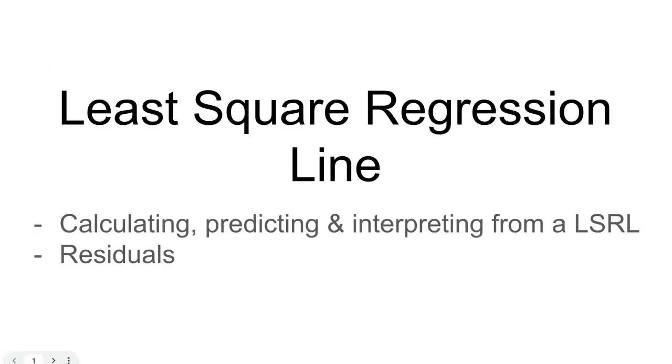In this lesson, we're going to learn how to calculate the best fit line from a scatter plot. We're going to call that the least square regression line. More on this later on, why it's called that and some of the special characteristics. But for now, that's what we're going to call it, and we will abbreviate it as the LSRL. So we're going to predict and interpret from that today, and we will also learn to calculate a residual.